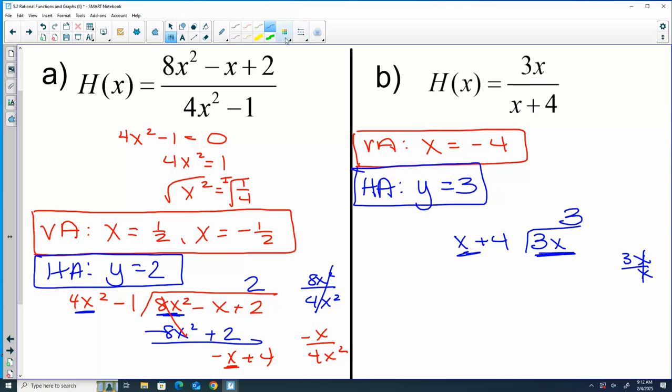And so it turns out these horizontal asymptotes are because of the highest power on top and bottom. If you take 8x squared divided by 4x squared, you get 2. If you take 3x divided by x, you get 3. It's because we have the same degree on top and bottom that it works. Any questions on those two? Let's do some more.